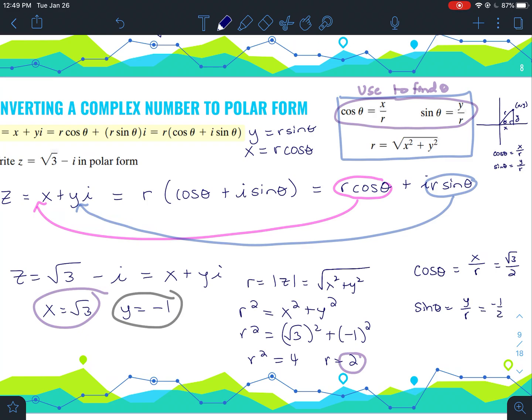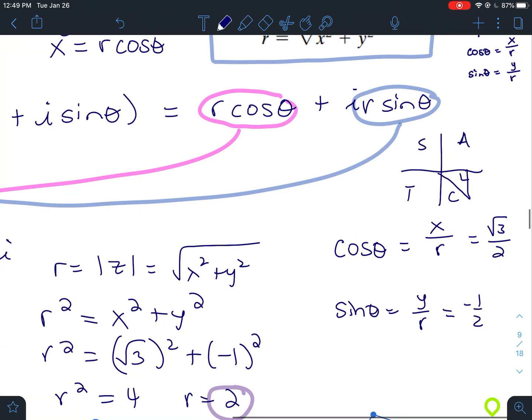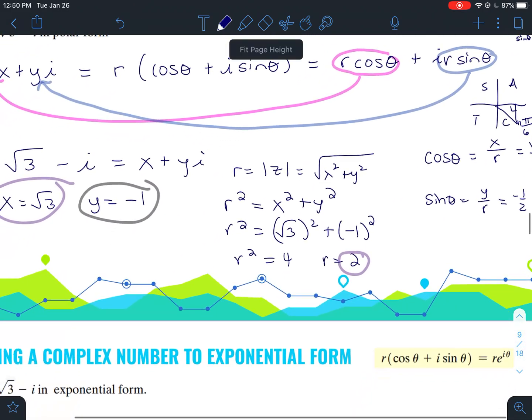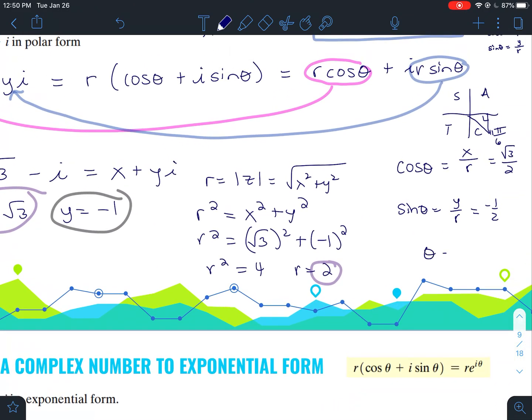So now we're back in our tables from Unit 6. When is cosine positive and sine negative? Well, all students take calculus. Cosine is positive and sine is negative down in the fourth quadrant. So I know I need to be in the fourth quadrant, and I need cosine to be square root 3 over 2, and I need sine to be negative 1/2. So I need to be at pi over 6 in the fourth quadrant. Well, the pi over 6 that's in the fourth quadrant is 11 pi over 6. So that means that my theta is going to be 11 pi over 6.